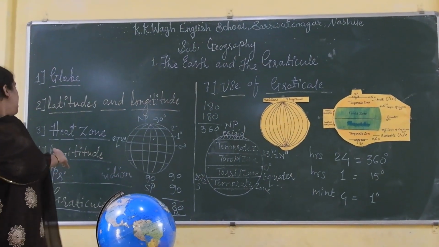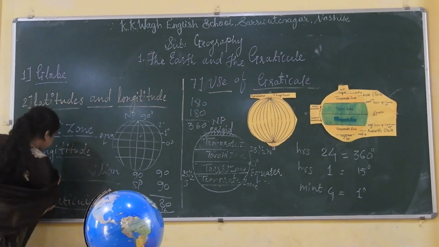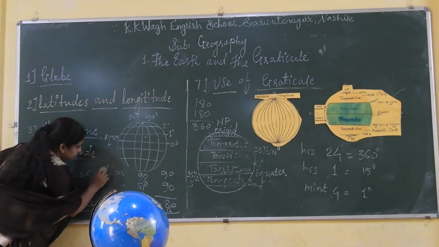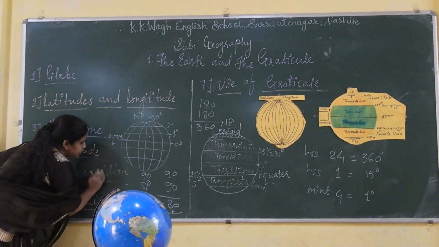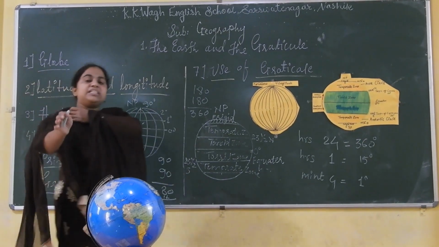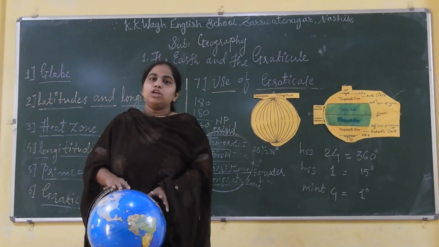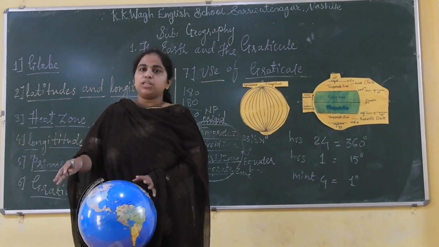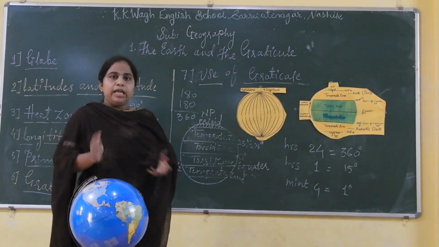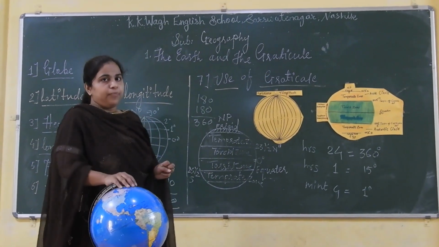After that, the prime meridian. Prime meridian means what? We all know the prime meridian. The prime meridian decides the standard time and local time of each country on the Earth's surface. With the help of the prime meridian, the time is decided.